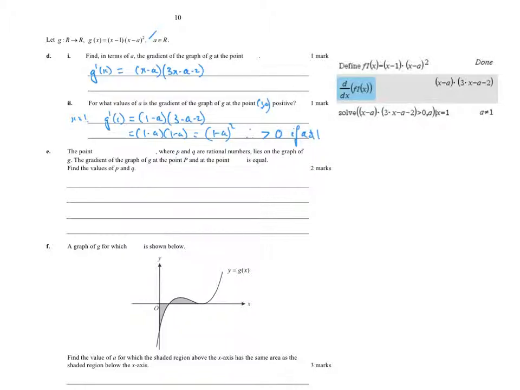So what's part C saying? Part C is saying we've got a point P, Q, where P and Q are rational numbers, that lies on the graph of g. So it's a part of the function. The gradient of the graph of g at the point P and at the point (1, 0) is equal. Find the values of P and Q.